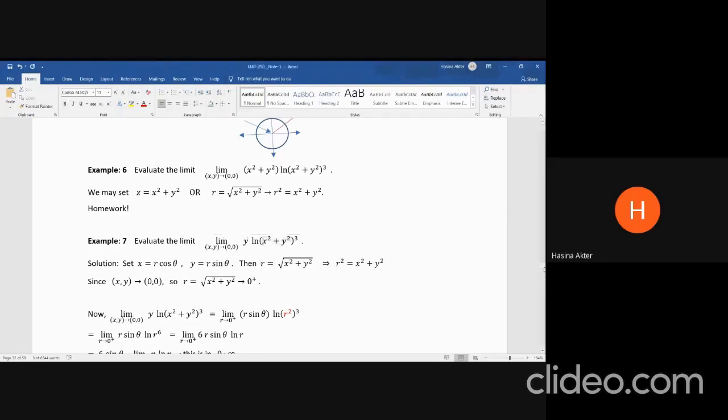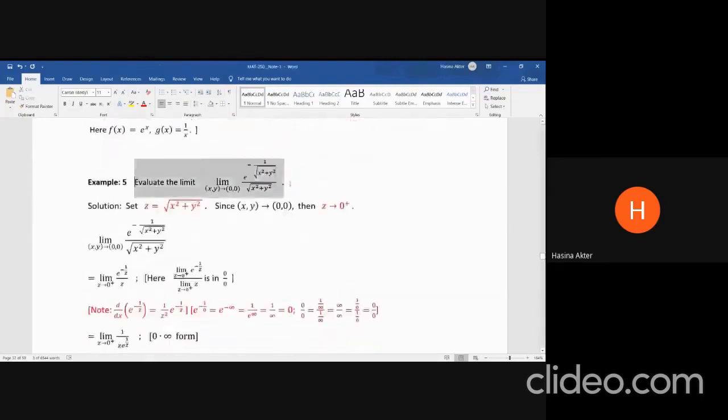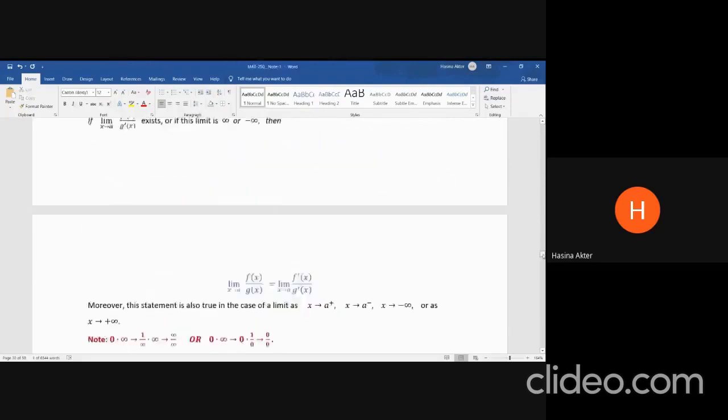Last two exercises. For example, this one, you set z equals x squared plus y squared, or z equals the square root of x squared plus y squared. Then this is z, this is z. That means you don't get any other variable term. The whole of this can be written as a function of z. Okay, same for the other one.